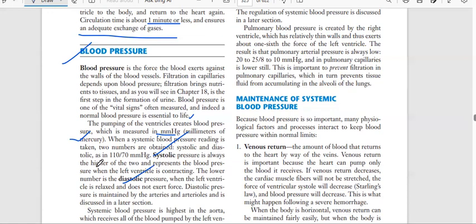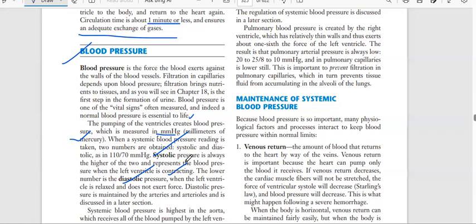Systolic pressure is always the higher of the two and represents the blood pressure when the left ventricle is contracting. So basically, please remember, systolic means contraction. Diastolic means relaxation. If the systolic is connected to the ventricles, we call it systolic ventricle. If the diastolic is connected to the ventricle, diastolic ventricle. We can also say systolic atrium. Diastolic atrium means atrium contraction, atrium relaxation.